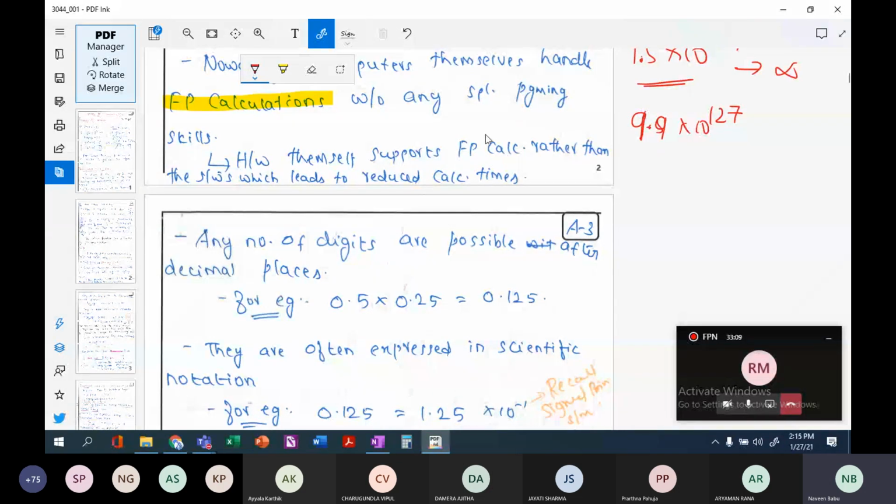If you are trying to handle these floating point problems using software, then there is always a serious problem in terms of the programming techniques that one needs to have, and at the same time, the delay in computing the floating point results is always huge when you are applying software. But if a hardware is able to perform these floating point calculations, it will be much faster.